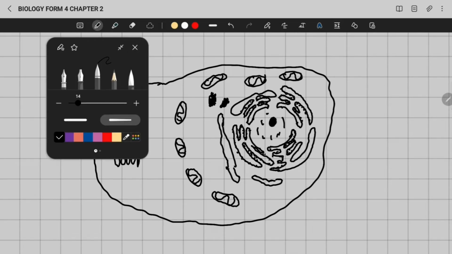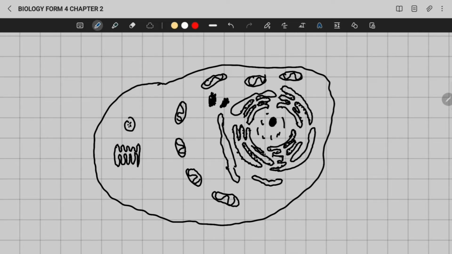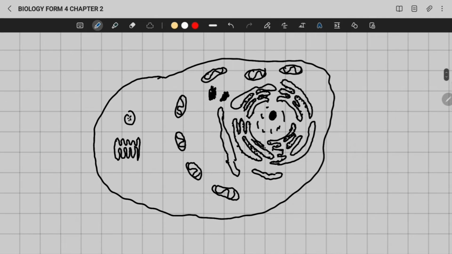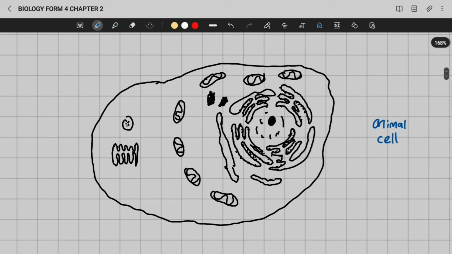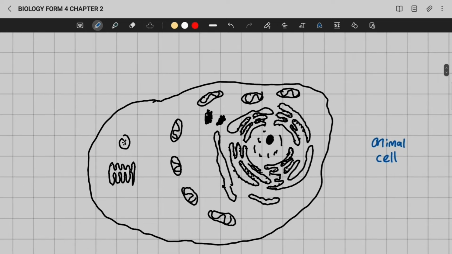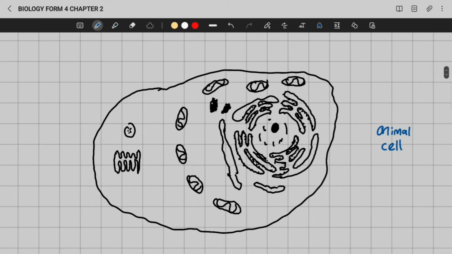I'm very sure that you have already seen this before. This is the structure of an animal cell, a general structure of an animal cell. Later you will learn about specialization and so on, which might not be the same as this diagram, but it still has its own components, maybe differing in quantity. So let's label our diagram.